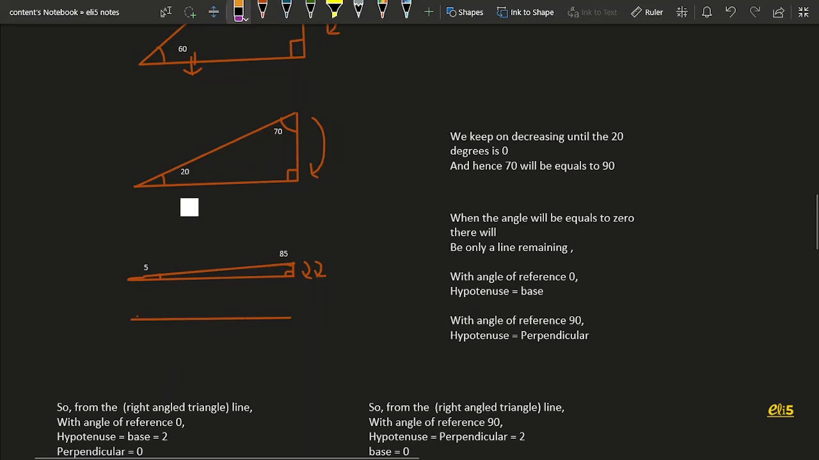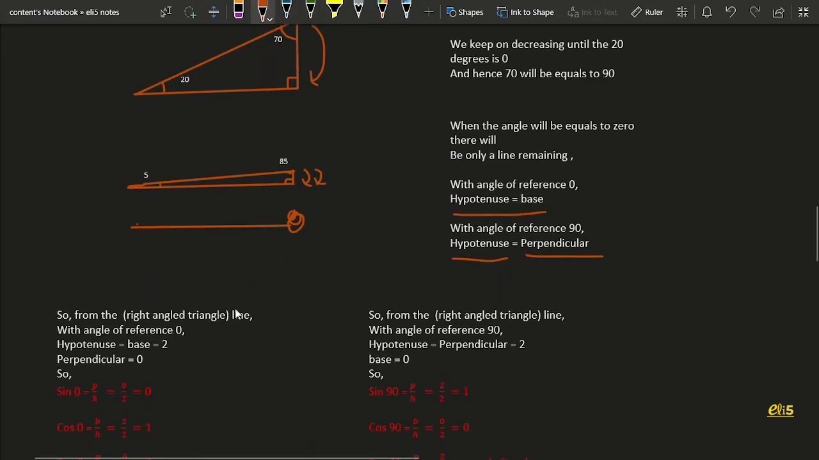And now angle 90 degree is over here, as this one is increasing. This side is 90 degree. With angle of 90 degree, this one will be perpendicular, so perpendicular will be equal to hypotenuse. This is the thing that you need to remember. From the right angle triangle, we'll imagine it as a right angle triangle, but we can see that it has become a line.